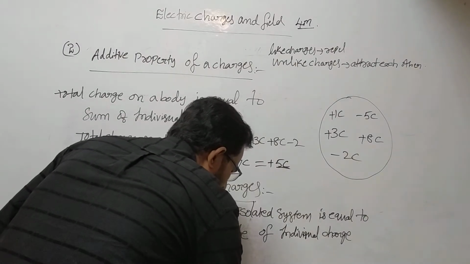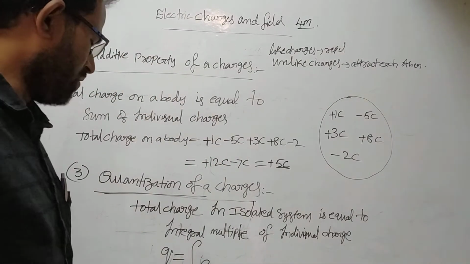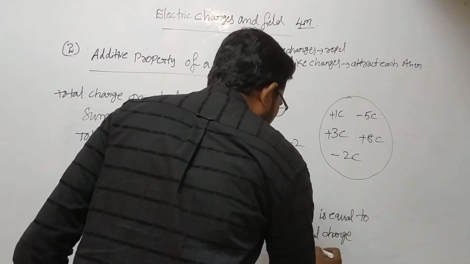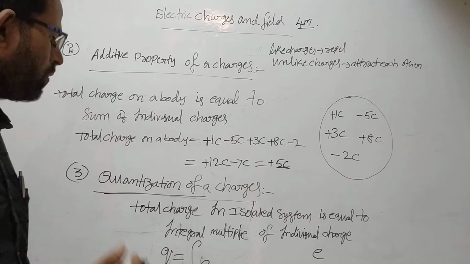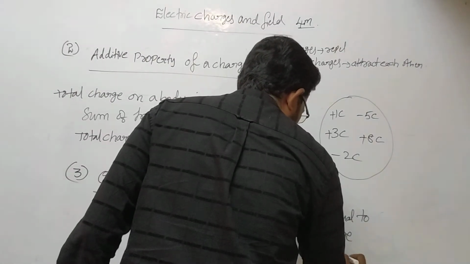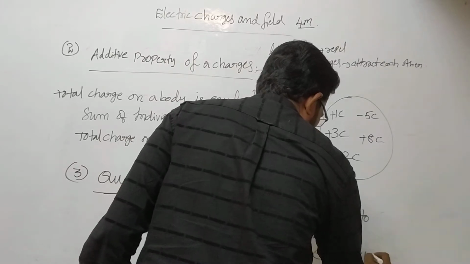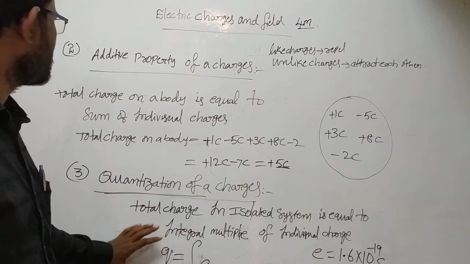1.6 into 10 to the power of minus 19 coulombs is the charge of an electron. Again, the charge of a proton is also the same. Charge of an electron is equal to charge of a proton. Charge of a proton, how much? Also 1.6 into 10 to the power of minus 19 coulombs. This is the quantization of charges.